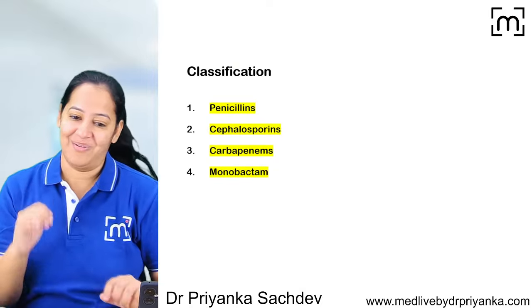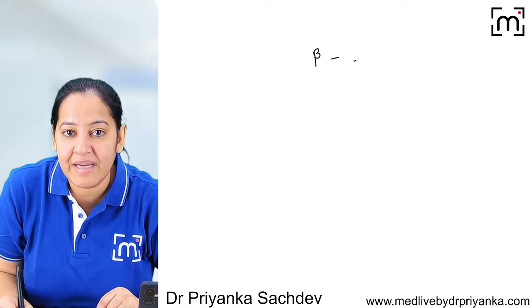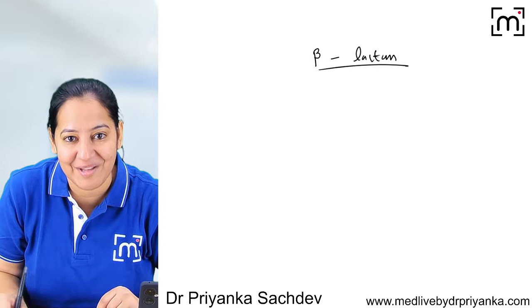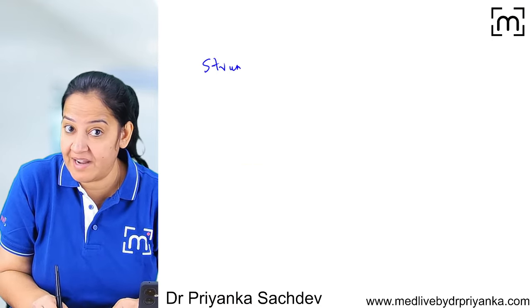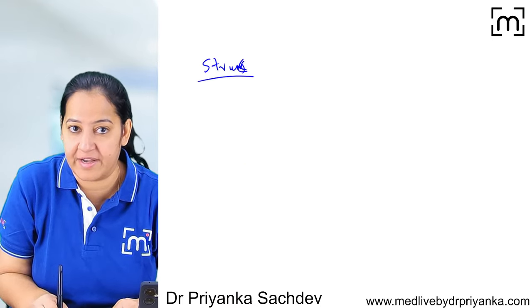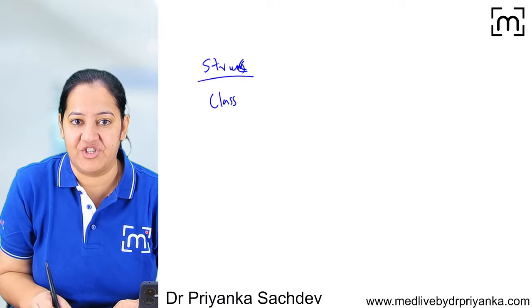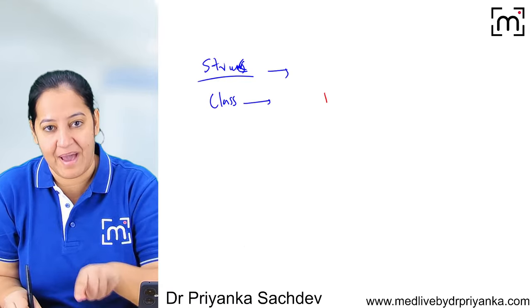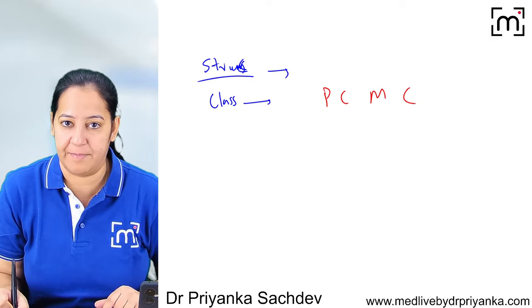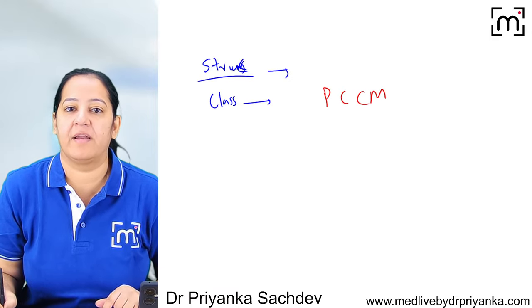So let's start. I started a chapter known as beta-lactam antibiotics in the morning. I taught you their structure. Number one, they have a beta-lactam ring. You have to understand the beta-lactam ring. Number two, I told you the classification. In the classification, there are four drugs: penicillin, cephalosporin, monobactam, and carbapenem. You can learn them in sequence.